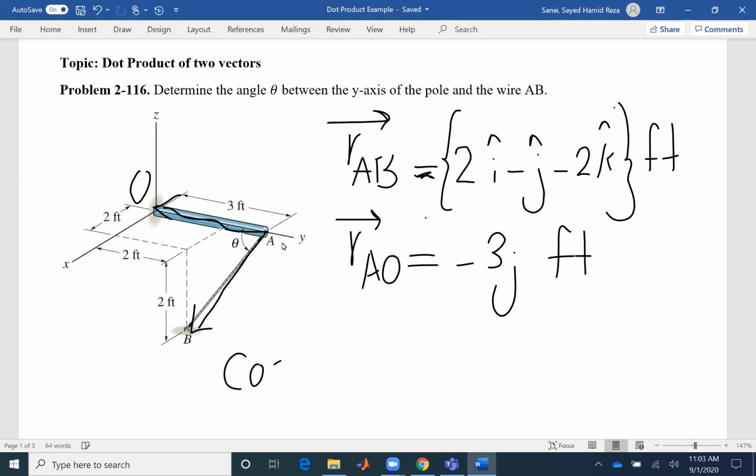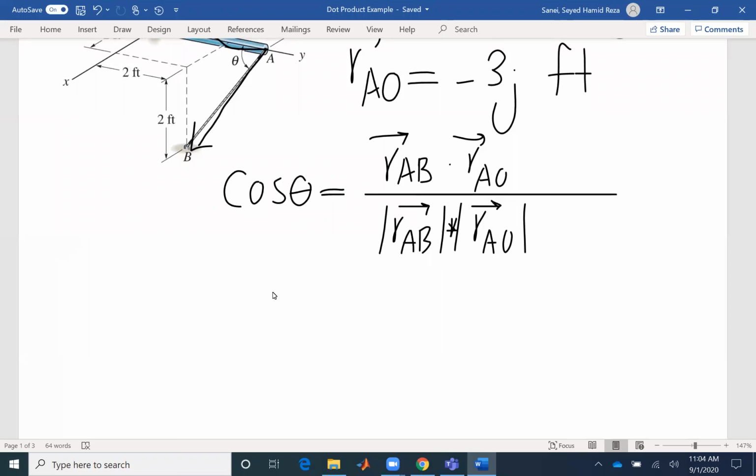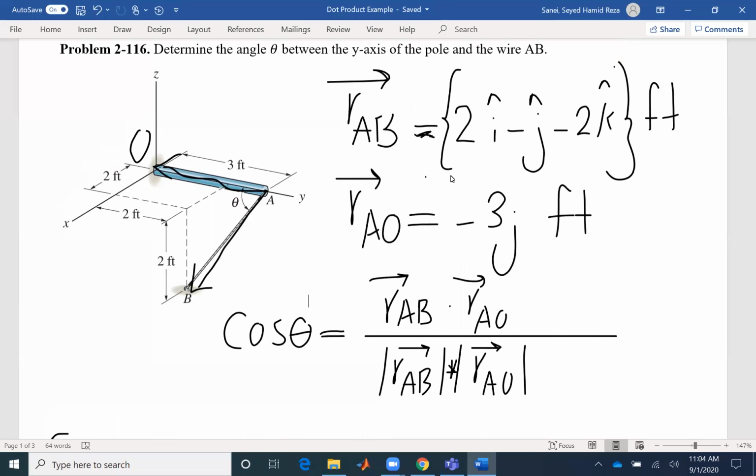So now I can find the cosine of the angle between the two. It would be RAB dot RAO, divided by the magnitude of the two, RAB multiplied, just scalar multiplication, by RAO. These are the magnitudes in the denominator. So cosine theta equals the dot product of RAB and RAO.